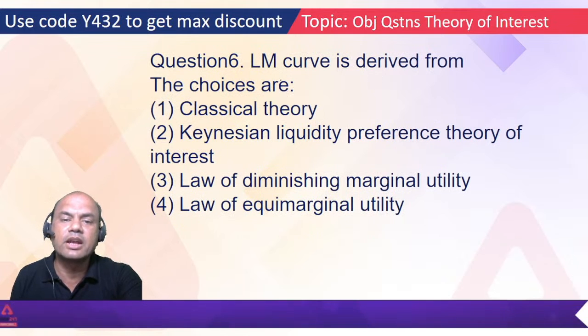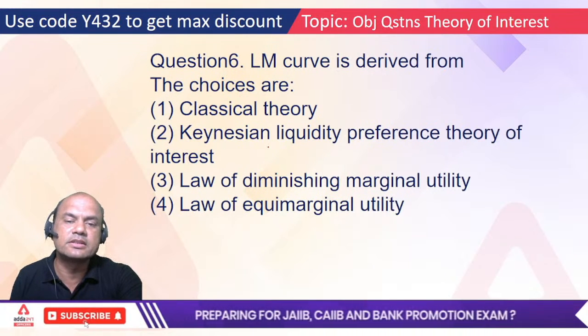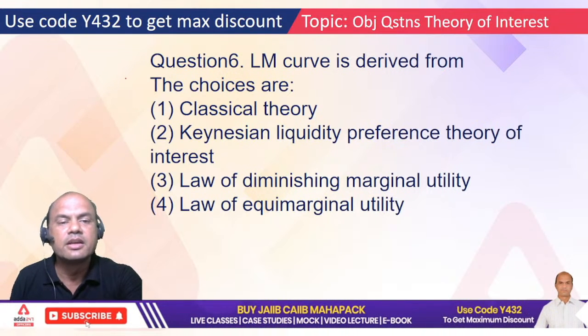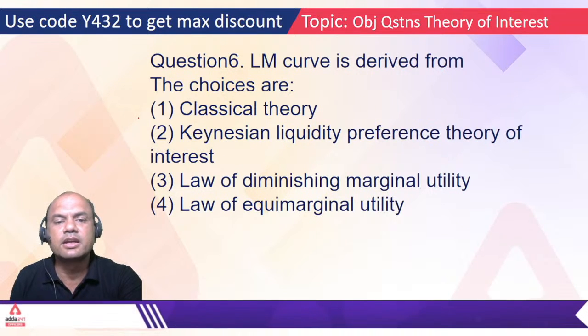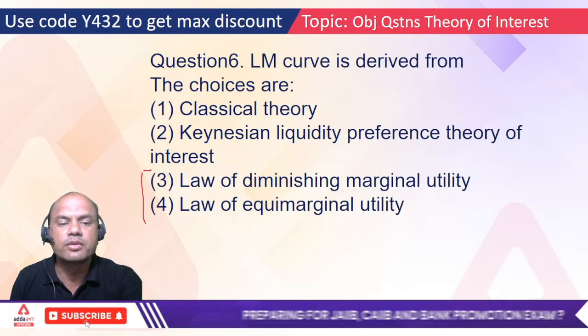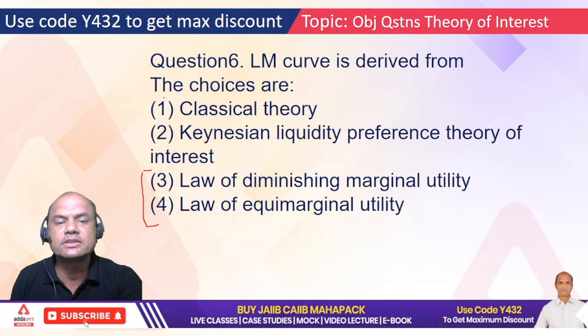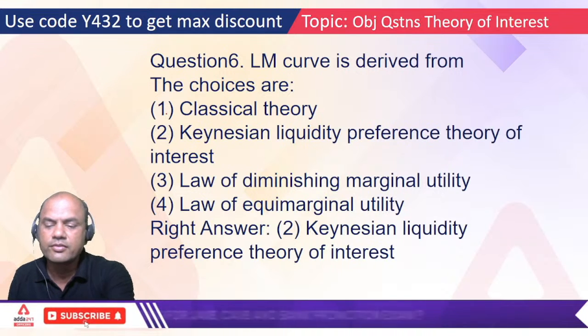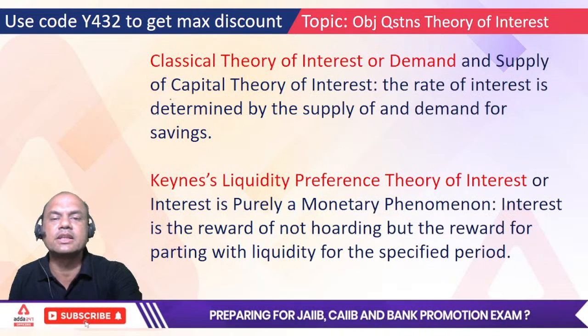The LM curve is derived from classical theory, Keynesian theory, diminishing marginal or equi-marginal? Again the same logic. The answer is correct: 1 and 2, with 3 and 4 out. So classical was IS and LM will be from, correct, Keynesian. Keynesian liquidity. So what is classical and what is Keynesian?